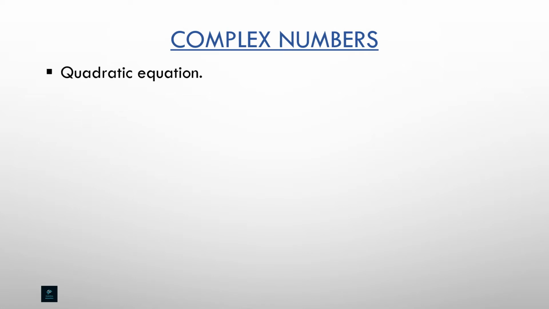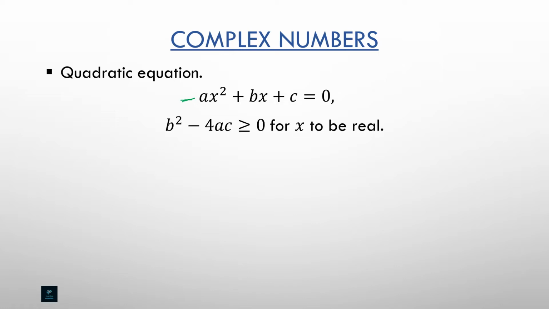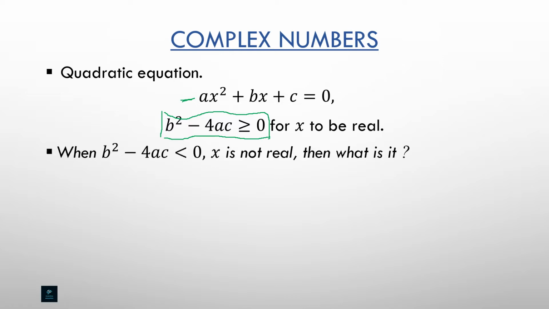Now we know that a quadratic equation is ax square plus bx plus c equals 0, and we also know that for the solution of this quadratic equation to be real, b square minus 4ac has to be greater than or equal to 0. This means that when b square minus 4ac is less than 0, x is not real.